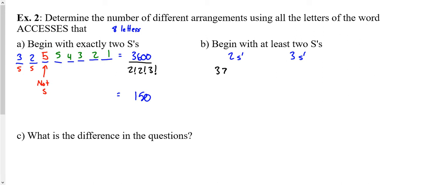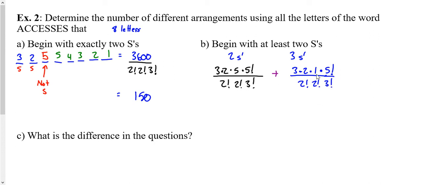You'd have 3 times 2 times 5, and that 5 there represents not S, times 5 factorial ultimately, because that's 5, 4, 3, 2, 1. Dividing off repetition, 2 factorial, 2 factorial, 3 factorial. So again, everything's the same as part A. With at least 2, we want to add on the case where it's 3 S's. Well, if you're 3 S's, it'd be 3 times 2 times 1, because that's all 3 S's, times 5 factorial for the remaining letters, dividing off repetition, 2 factorial, 2 factorial, 3 factorial.